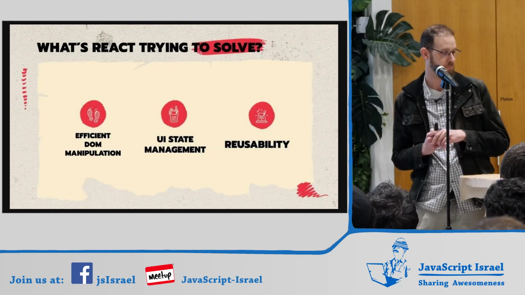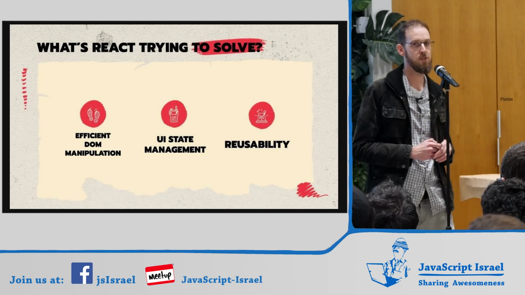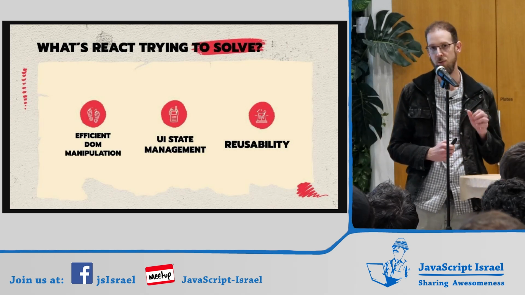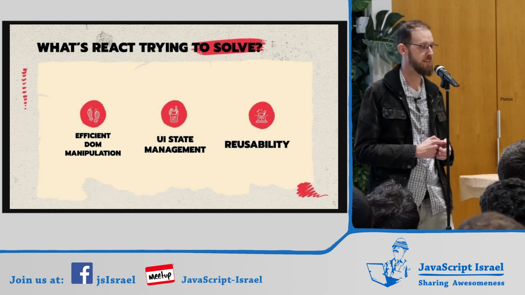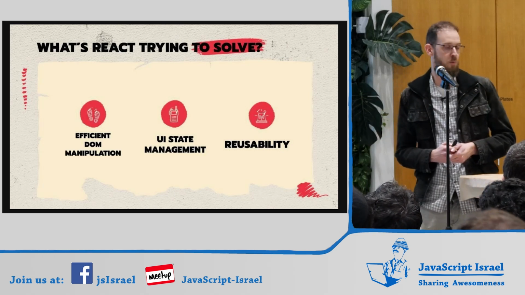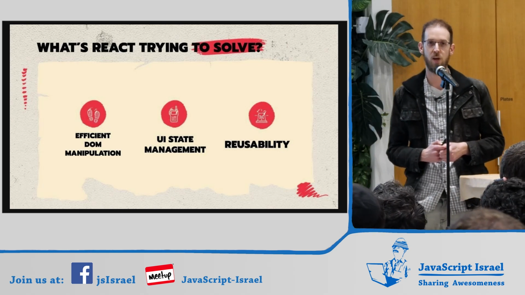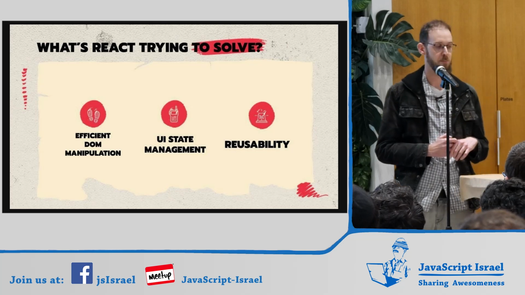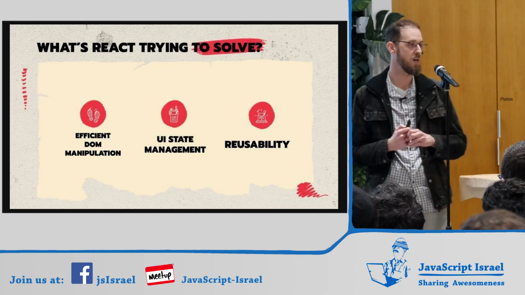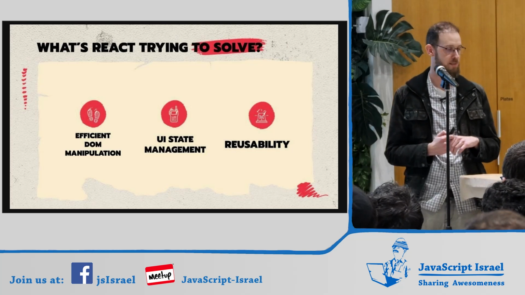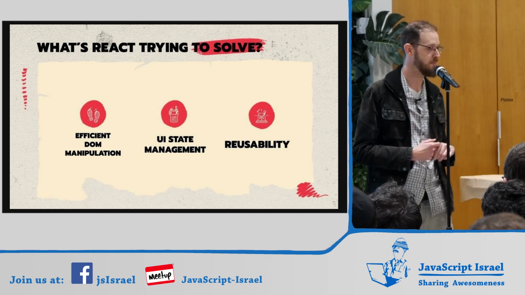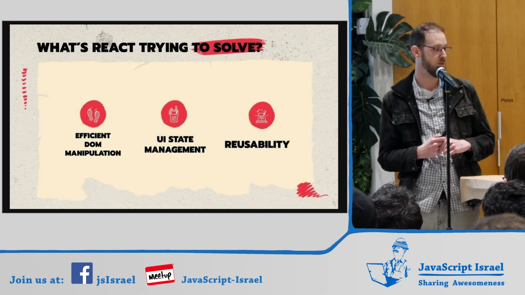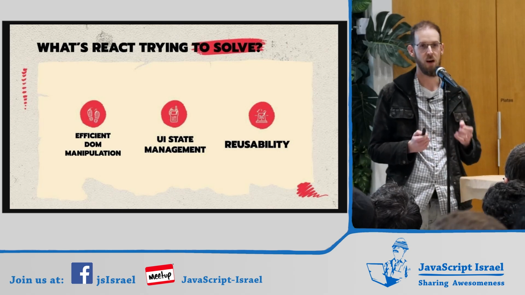Now, for anyone who's new to React or doesn't really know its dark corners, let me give you some insights into what we're dealing with. React usually is described as aiming to solve three problems: efficient DOM manipulation, UI state management, and reusability of code and components. We're going to focus primarily on the DOM manipulation.